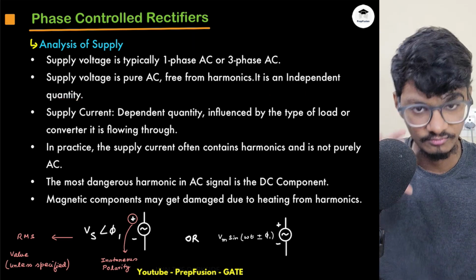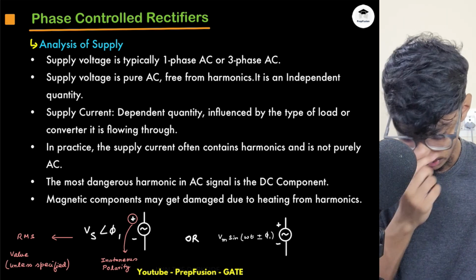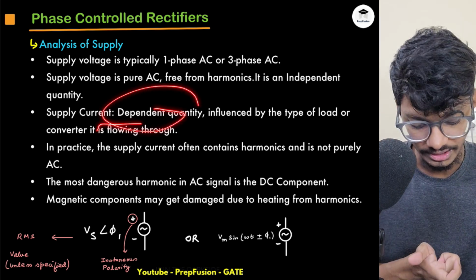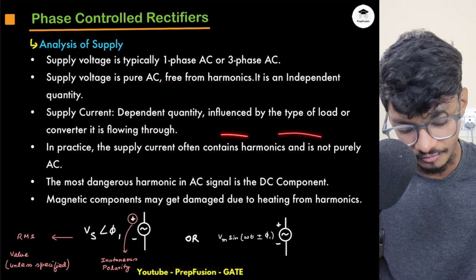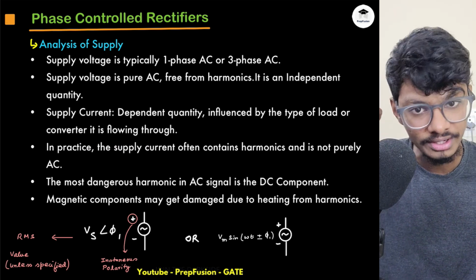It doesn't matter, right? The voltage across these two points will be independent of everything else on the right-hand side or on the left-hand side. Supply current is a dependent quantity because it can be influenced by the type of load or converter that it is flowing through. Because I am connecting a voltage source, the voltage should be independent.